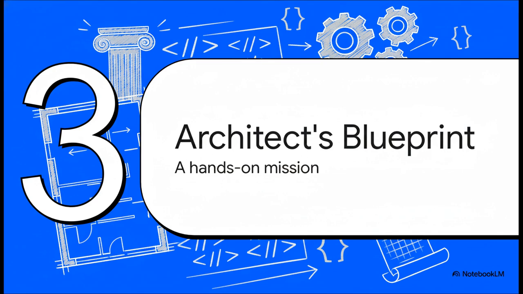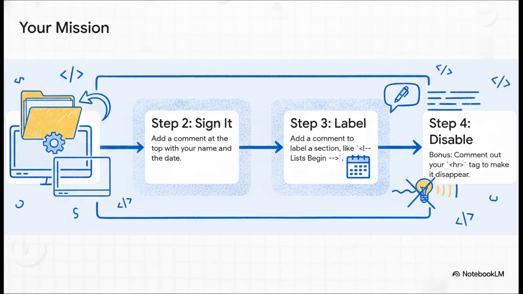All right, it's time to get our hands dirty. You're going to become the architect of your own code. We've got a little mission for you to start documenting your projects just like a pro. Okay, here's your mission. First, go open up a project you've already worked on. Right at the very top, I want you to add a comment with your name and today's date. This is what pros do to track their work.